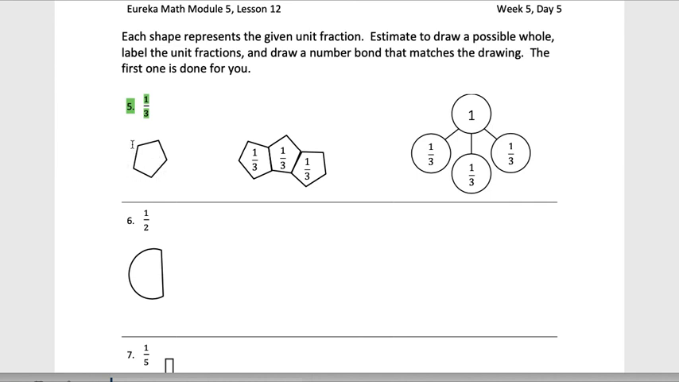This was 1/3. We knew that we needed to do 3 copies of it. So here's 1, 2, 3. They tried their best to draw it. So it shows us 1 whole. Then we drew a number bond, 1 whole, and then 1/3 plus 1/3 plus 1/3 gives us 3/3 or 1 whole.